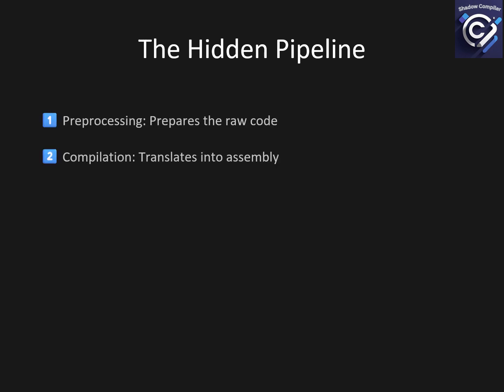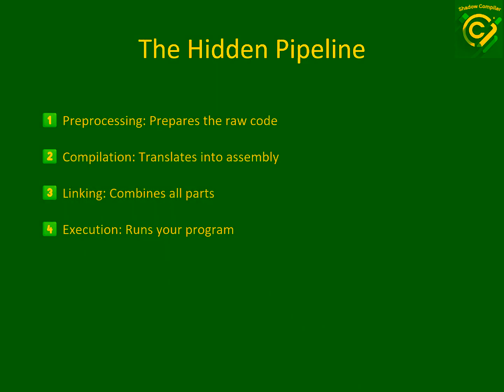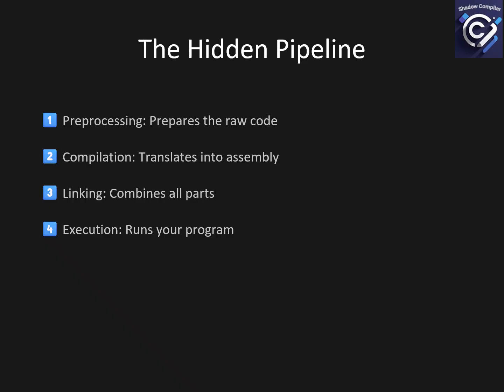Every time you run a program, your code goes through a secret 4-step pipeline. Step 1, preprocessing. Step 2, compilation. Step 3, linking. Step 4, execution. Let's lift the curtain on each stage.